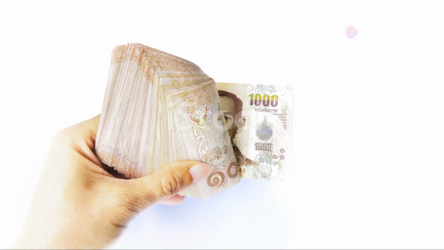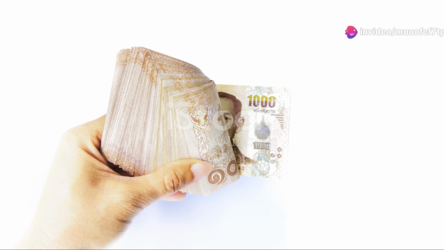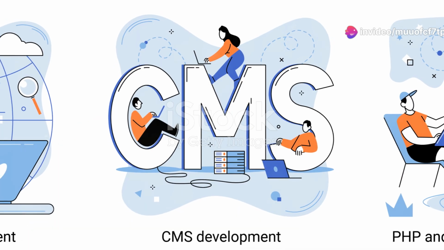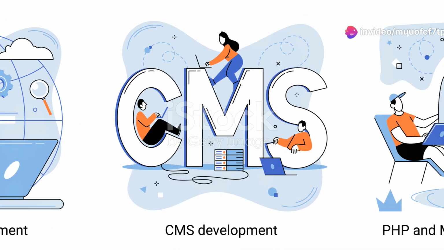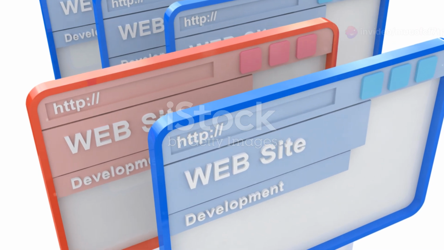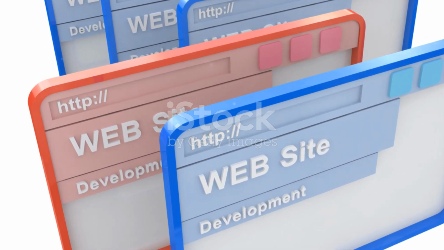Step 3. Customize your template. Add your text, images, and videos. Make sure your site represents your brand and is easy to navigate.